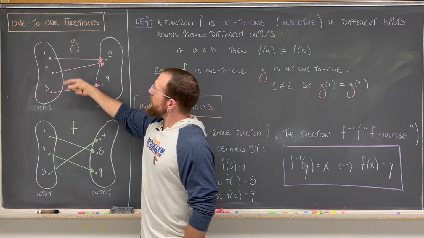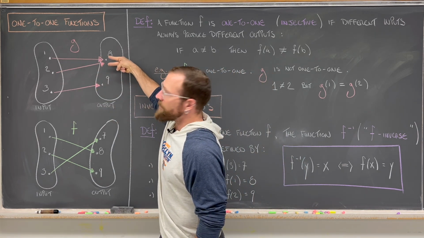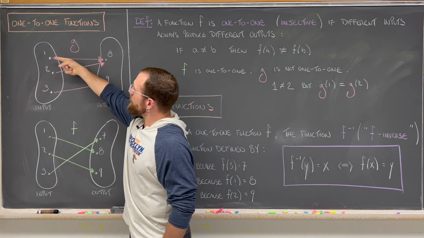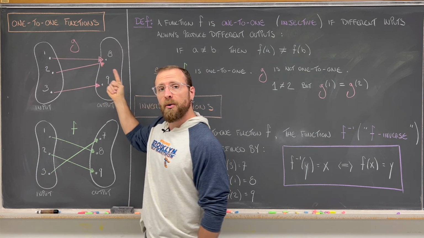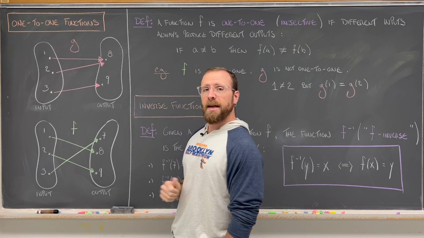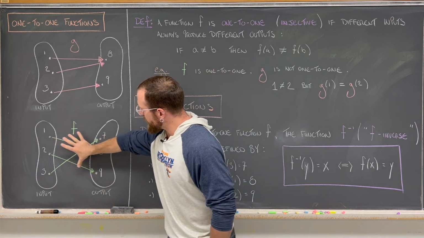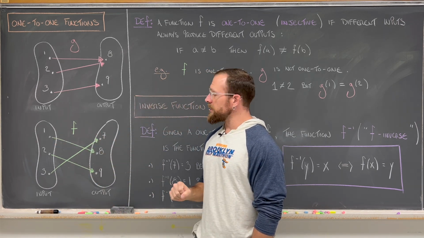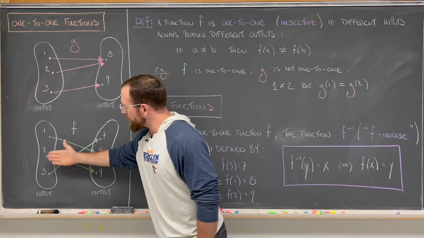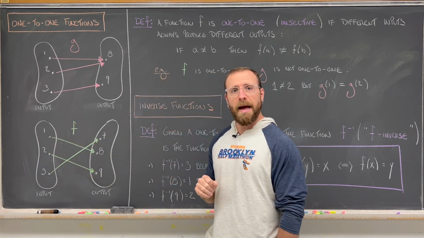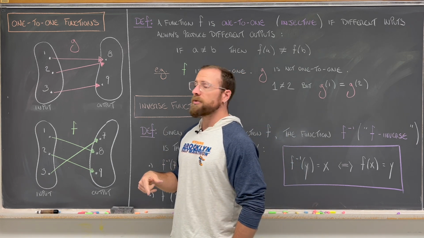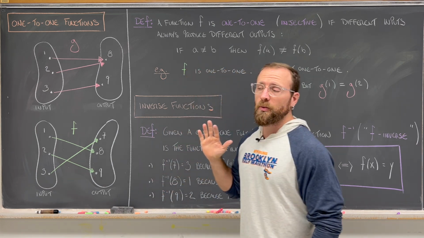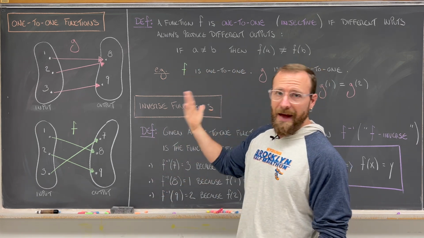In g, you have two arrows pointing at the same output. That is to say that g of 1 and g of 2 are both 8. And that is not the case for f. None of the arrows point at the same output for different inputs for f. Every unique input produces its own unique output. That is a distinction between f and g, and we use the word one-to-one to talk about that difference.